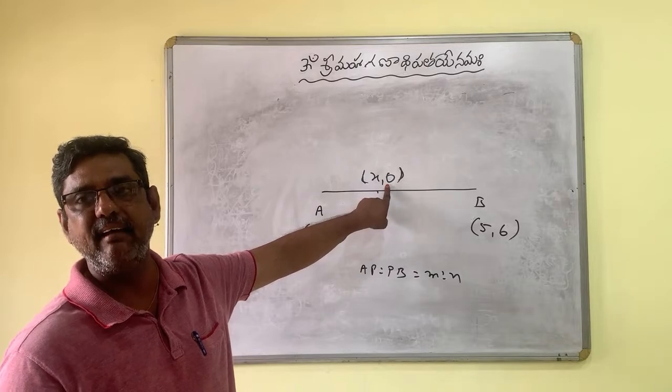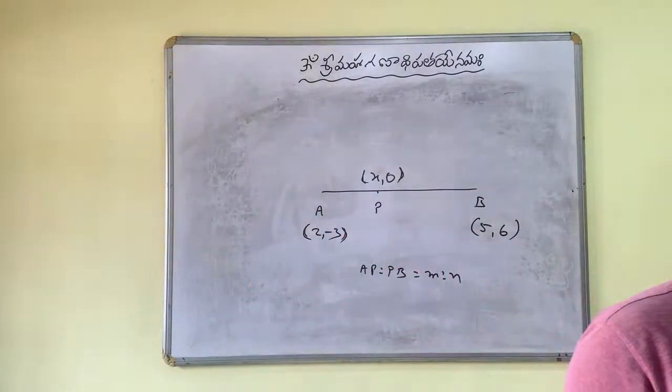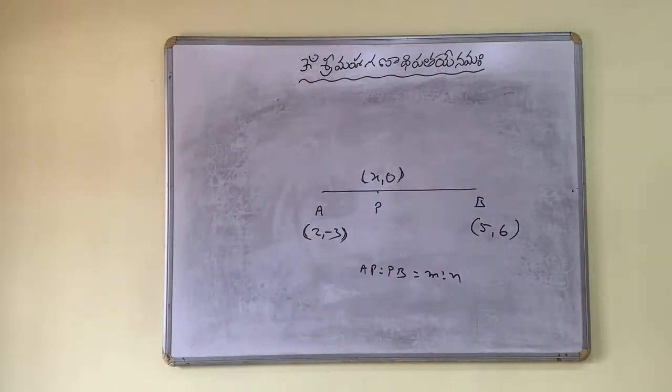When it says divided by the x-axis, immediately you have to take the p coordinates as (x, 0). Okay? If it says divided by the y-axis, immediately you have to take the p coordinates as (0, y). Do this sum. First should we find the ratio or find x?